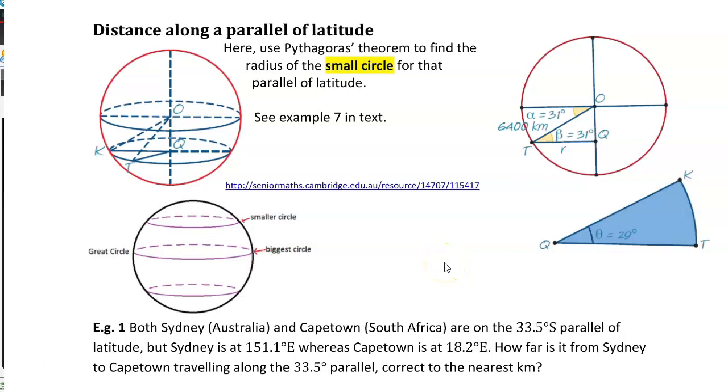Now, when you're finding the distance between places that are on the same parallel of latitude, the same line of latitude, this is when we have to do a bit of Pythagoras theorem. Why? Because the radius of that small circle, remember the latitude is a small circle, we have to find using Pythagoras theorem. As I have here, there's a really good example, example 7 in the text.